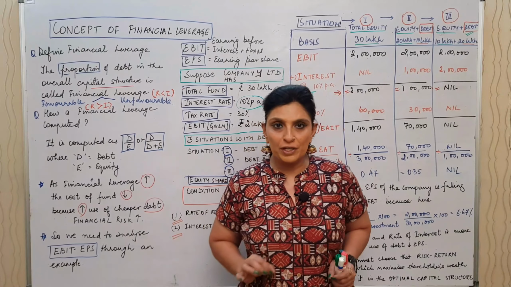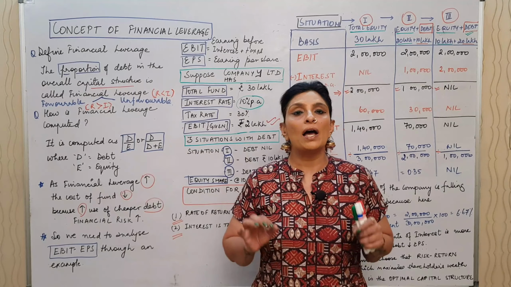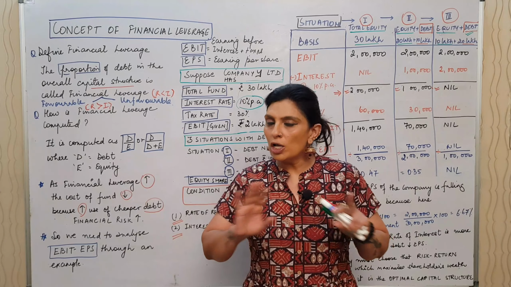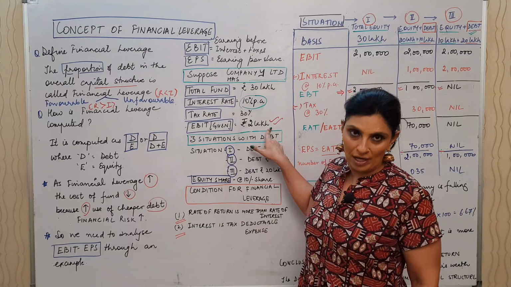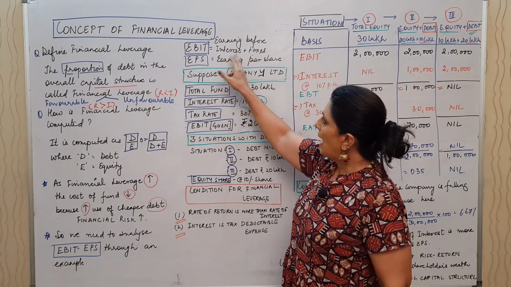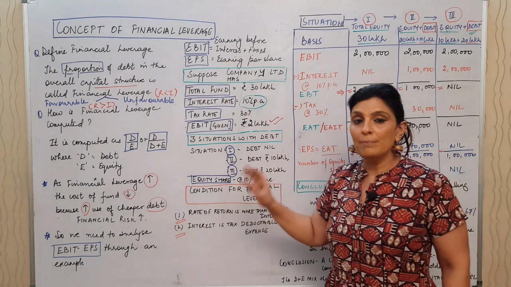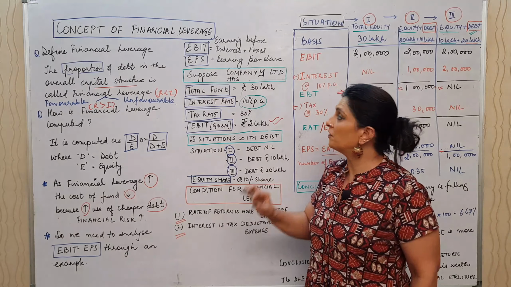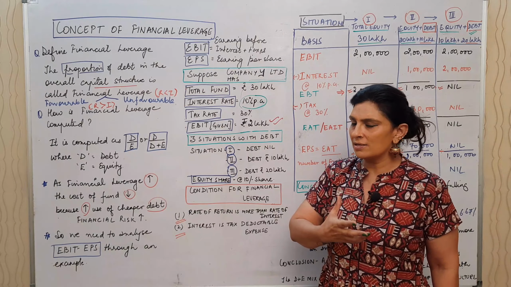So in the previous video, we discussed favorable financial leverage. Now we're discussing unfavorable financial leverage. All situations remain the same except for earning before interest and taxes, which has now become 2 lakh rupees. Earning before interest and taxes and earning per share, this is the analysis we are going to do again, but for unfavorable financial leverage. Why? I'll answer that later on.